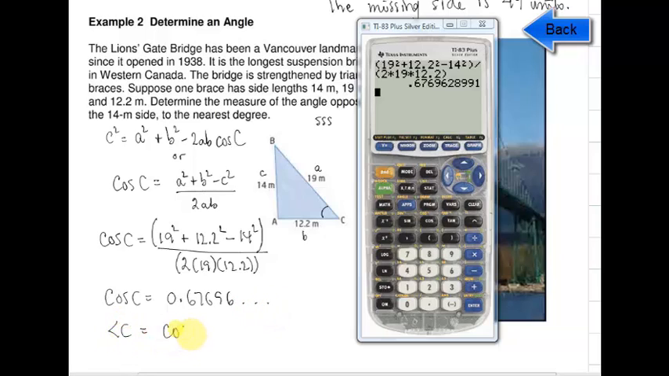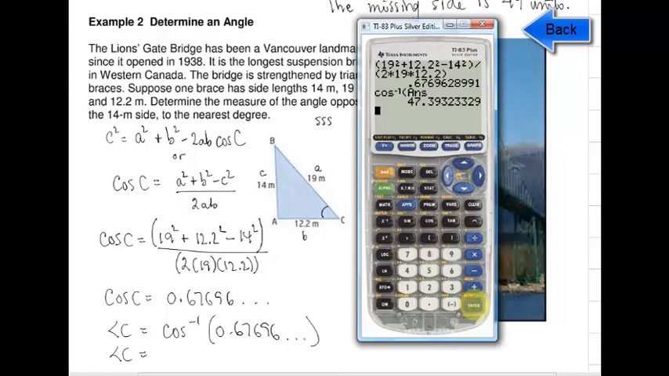Okay, so I want angle C. That means I want to use the inverse of cos. So angle C equals, to the nearest degree, I'm not going to clear anything on my calculator screen. I'm going to go second cos to get my inverse cos, then second answer, and then enter, and I get 47.393 dot dot dot.